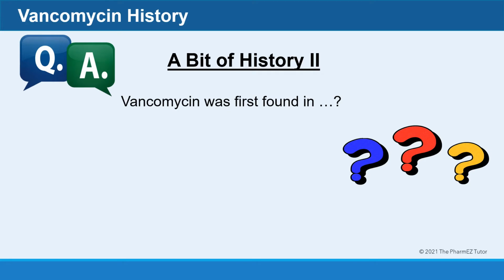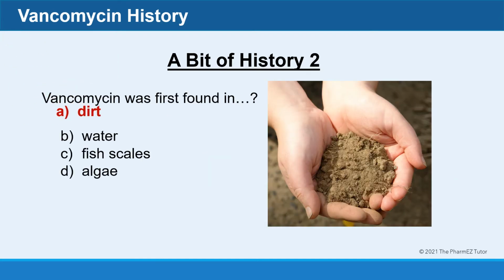Another historical question. Vancomycin was first found in A. Dirt, B. Water, C. Fish scales, or D. Algae? Vancomycin was first found in dirt.